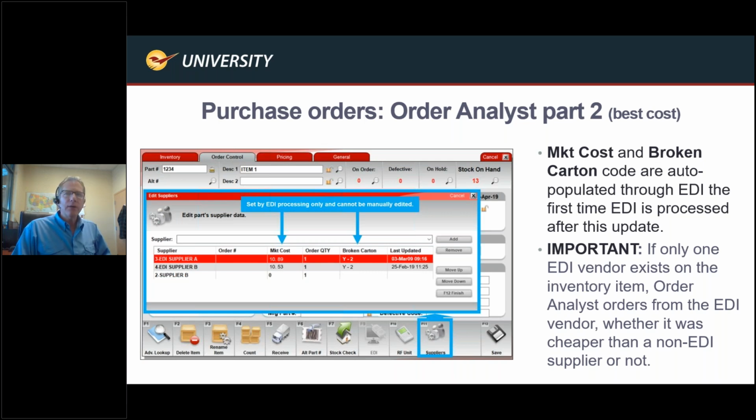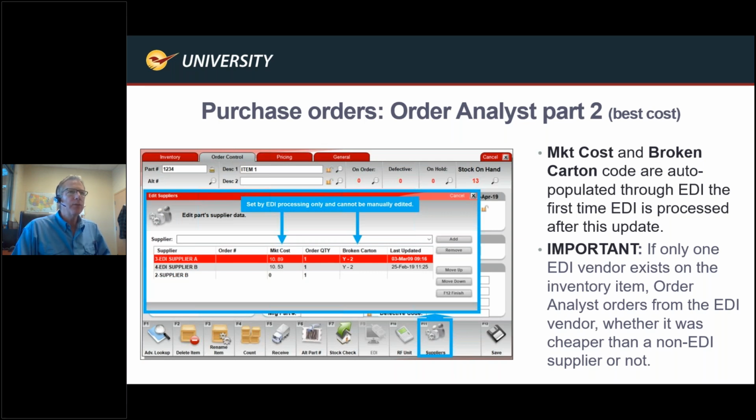So this is true if you have 2 EDI vendors, meaning you're processing electronic orders and purchase orders and invoices through Paladin with that supplier. And it has to be more than one, it has to be at least two. And when you do that, we'll actually store the market cost of each one of those.